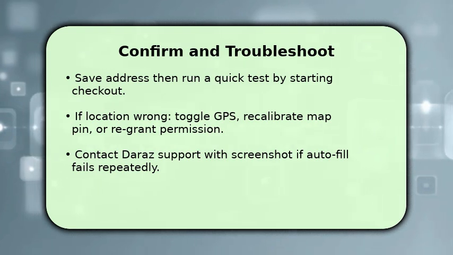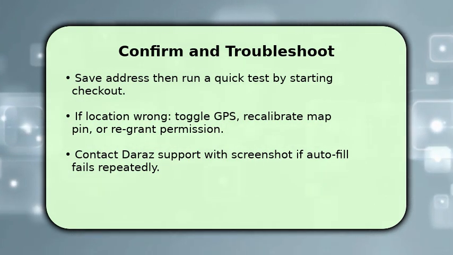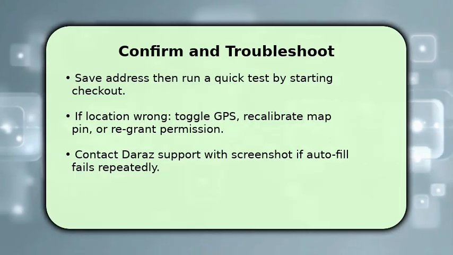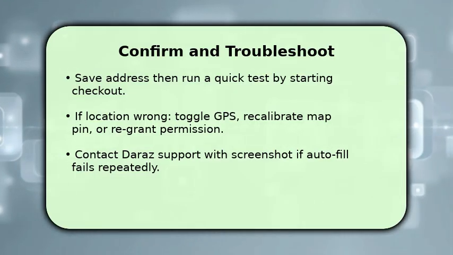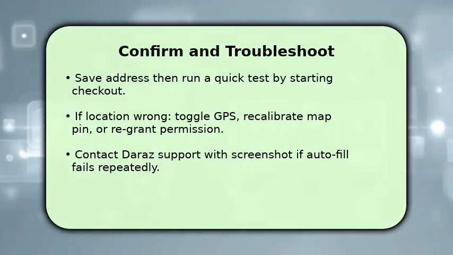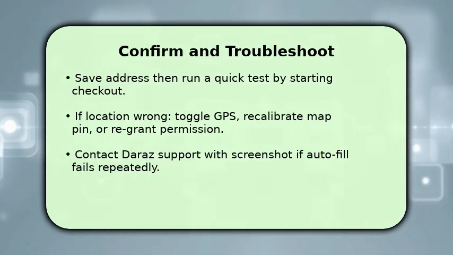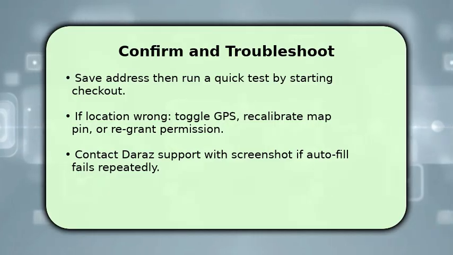If the location is off, toggle your device GPS off and on, move outdoors briefly, or press recenter on the map to recalibrate the pin. Make sure location accuracy is set to high. If autofill still fails, revoke and re-grant app permission, then try again. If problems persist, contact Daraz support with a screenshot for help.